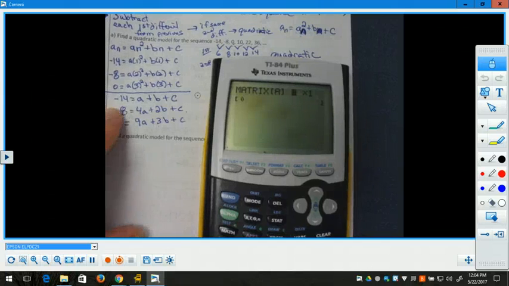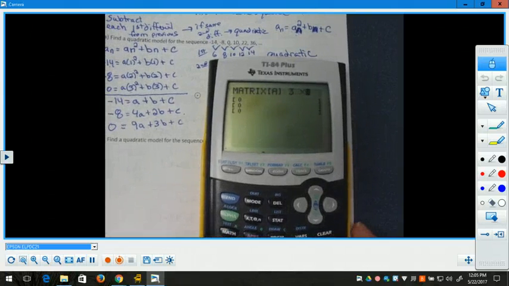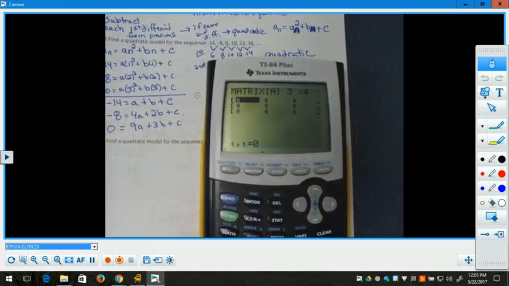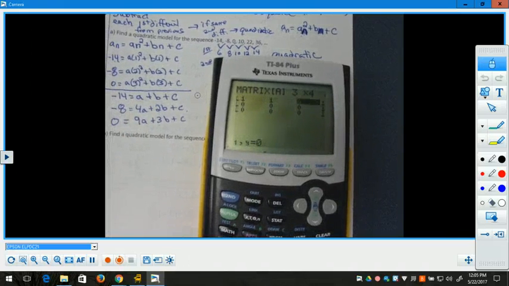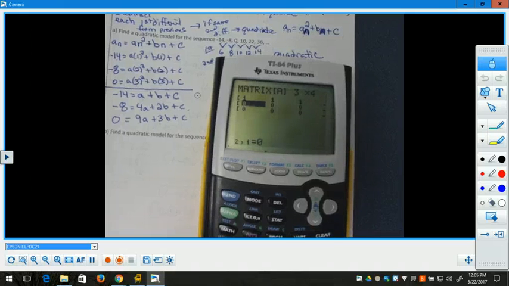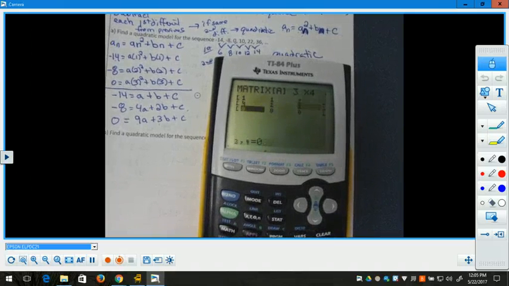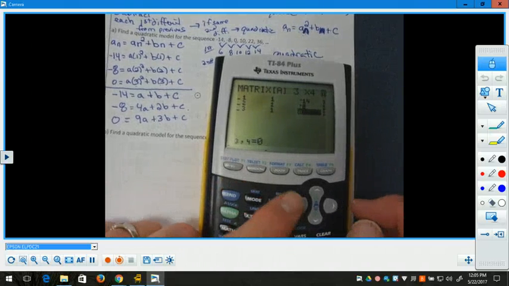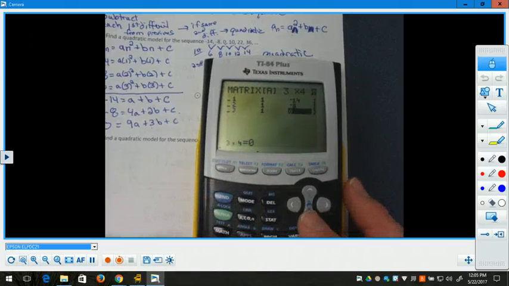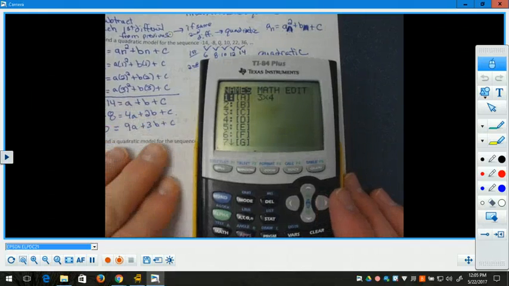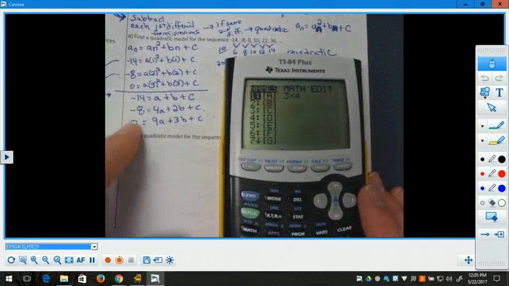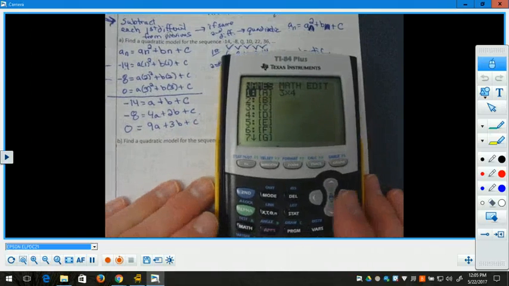I'm going to enter a 3 rows by 4 columns matrix. But I have to reverse this. I have to remember to put these as my last numbers. So I have 1, 1, 1, negative 14, 4, 2, 1, negative 8, 9, 3, 1, 0. So now that I've done that, I can go to matrix A, and that's my matrix. I have this whole system entered as a matrix with my constants on the right side of the augmented matrix.